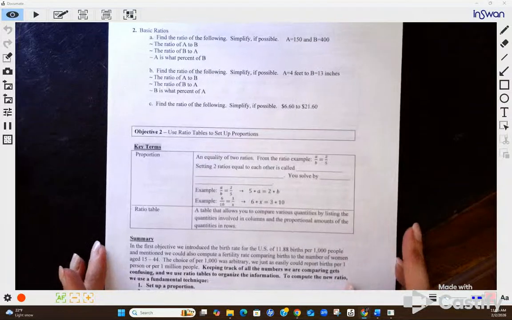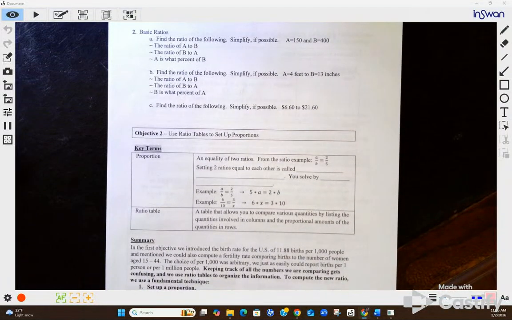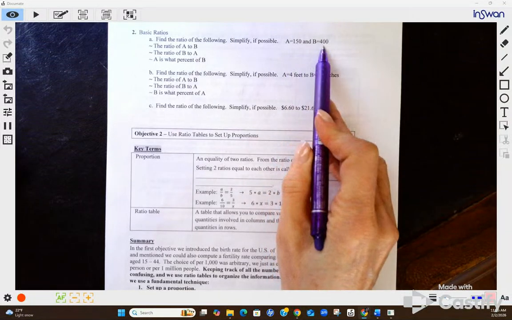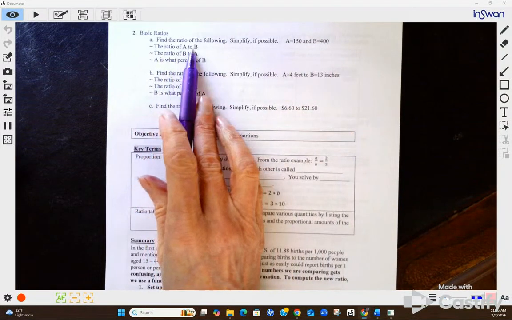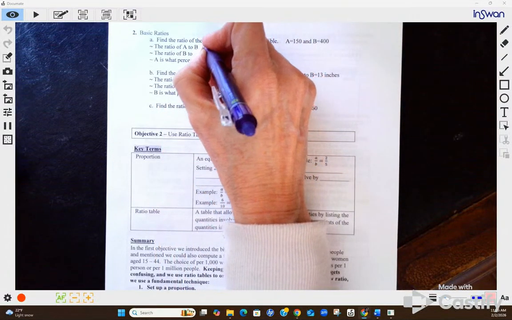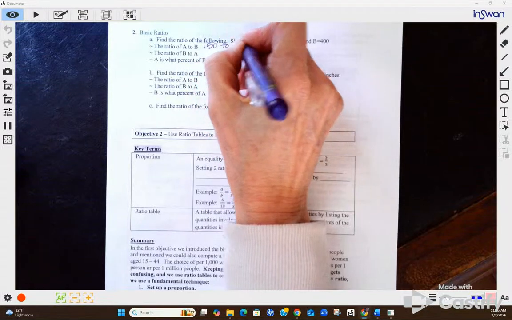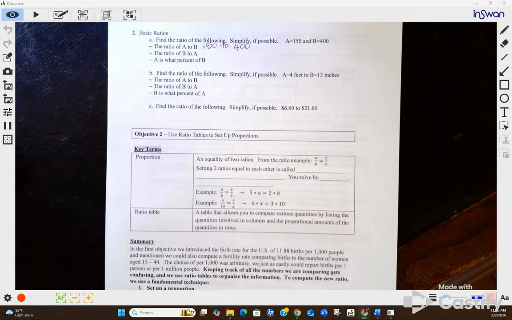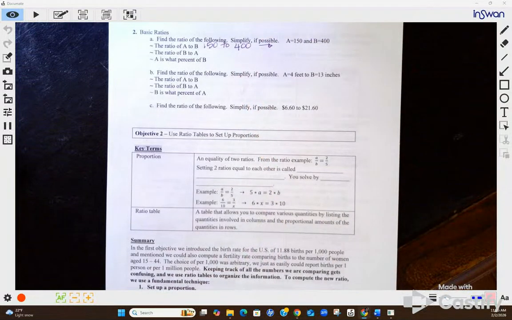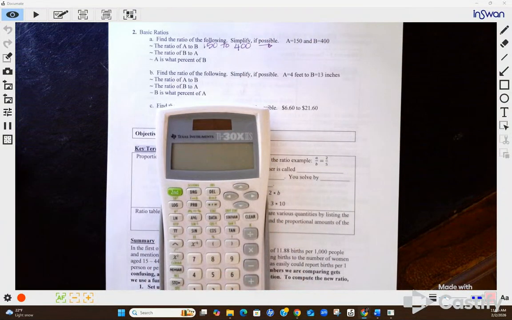So for basic ratios, you'll use your calculator here, but you have to get it set up before you can know what to put in your calculator. So the order is important. So if we have that A is 150 and B is 400, and we want the ratio of A to B, then it would be 150 to 400. There's a couple different things you can do in your calculator, but let's just start off with one way.